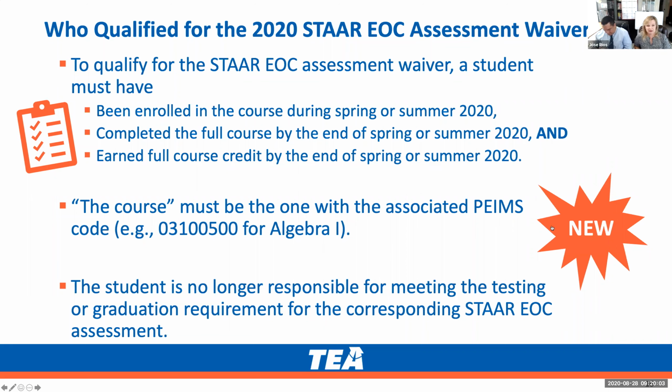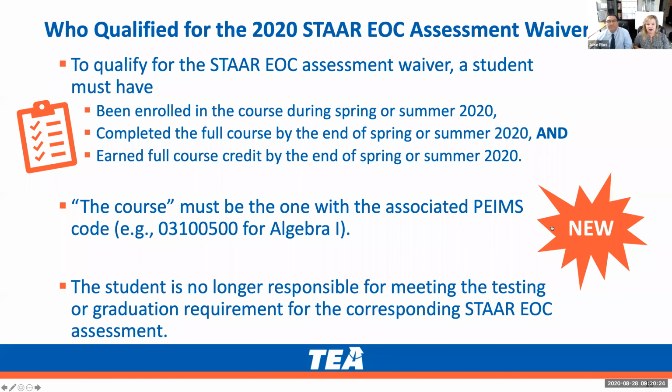So if they weren't enrolled in the course with the actual PEIMS number, for example, for Algebra 1, the PEIMS code is 031-00500. And these codes are on that previous slide. So they have to be enrolled in that specific course during spring or summer. Fall 2019 does not count. They have to have completed the full course credit by the end of the spring or summer 2020.